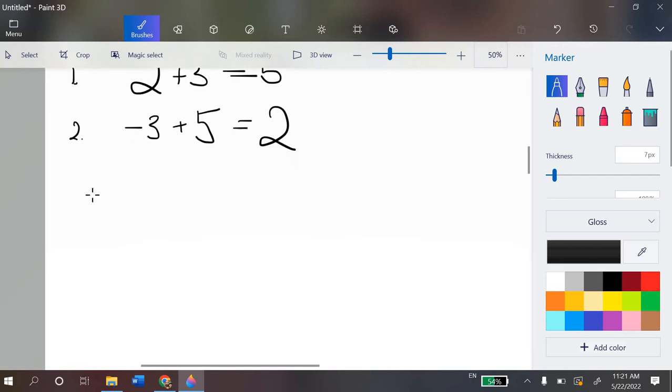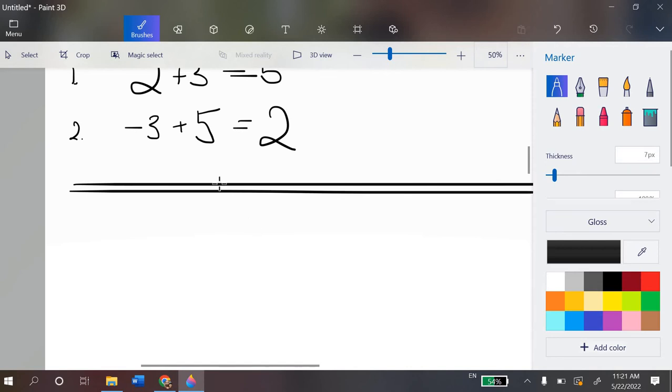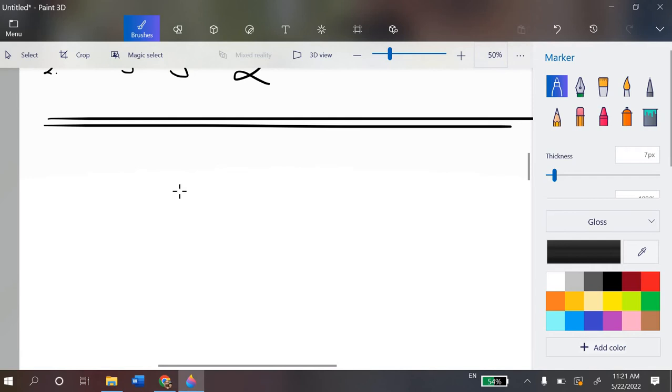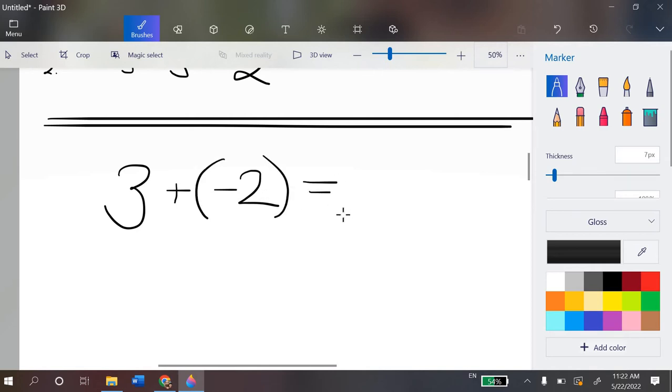Now what we're going to do, it's going to get a little bit more difficult now. Next one I'm going to show you will be 3 plus negative 2. Okay. 3 plus negative 2.